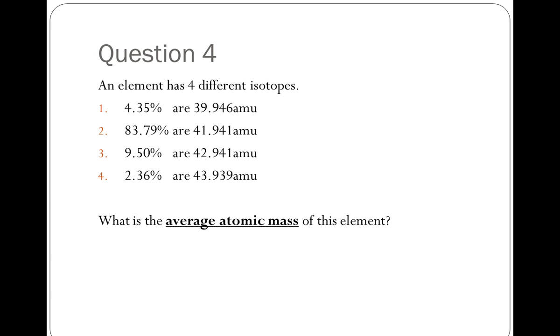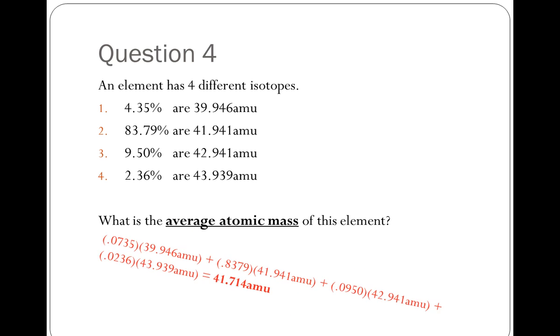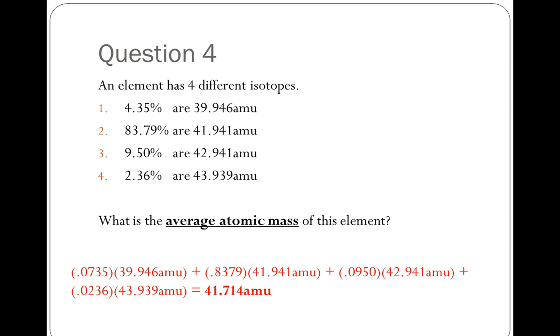Question 4. An element has four different isotopes as indicated below. To calculate the average atomic mass, you just do the same method we've been doing this whole tutorial, and you get 41.714 atomic mass units. And that is the end of the slideshow.